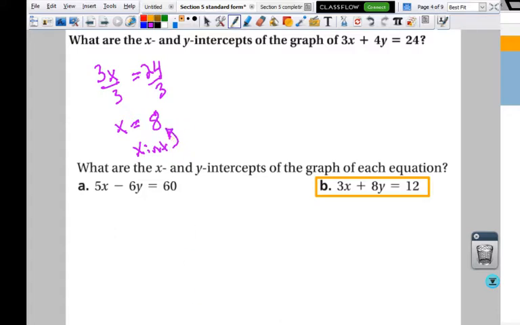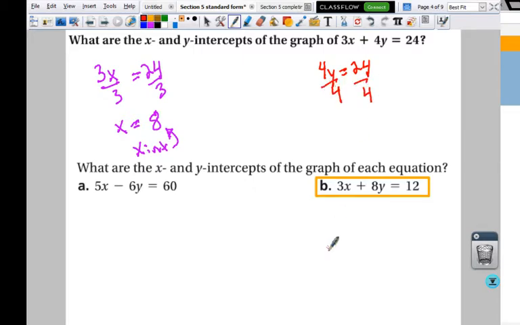And x is 8. And to find my y-intercept, basically the same thing, except I'm going to ignore x. I'm going to ignore my x, and I'm going to go 4y equals 24. Drayden, how do I solve for y? Divide by 4. Yep, we're going to divide by 4 on both sides.